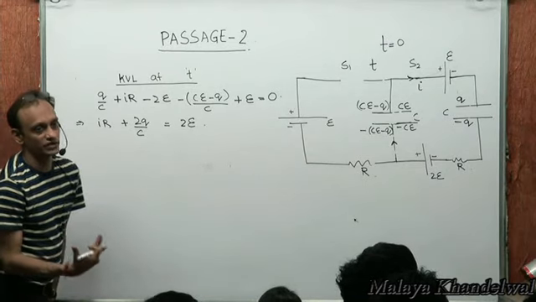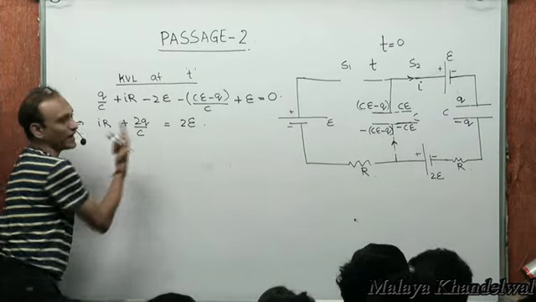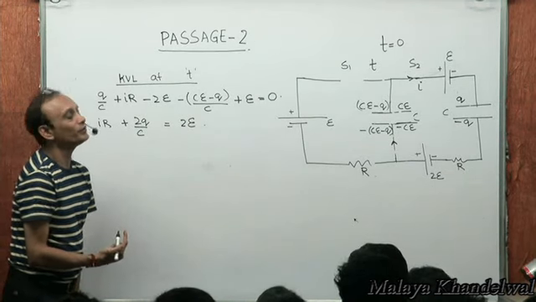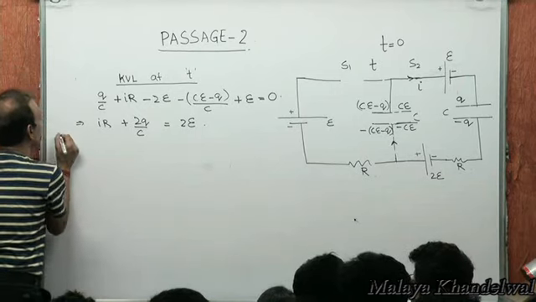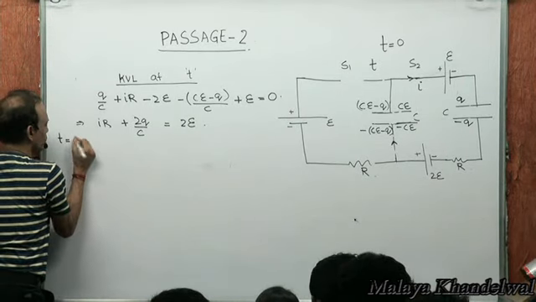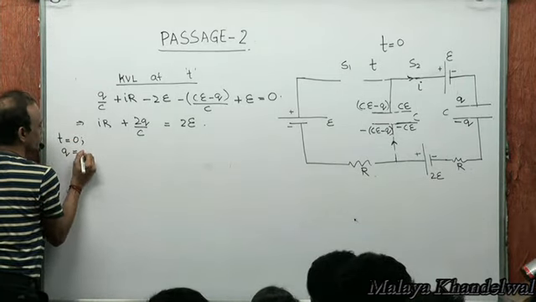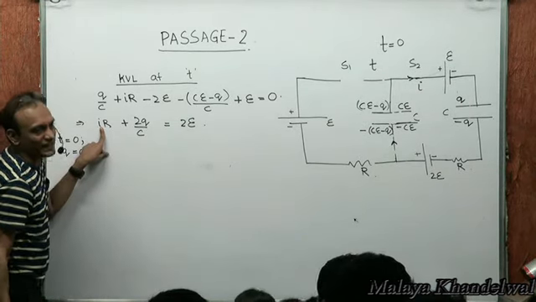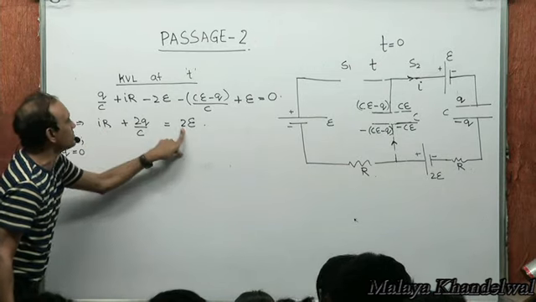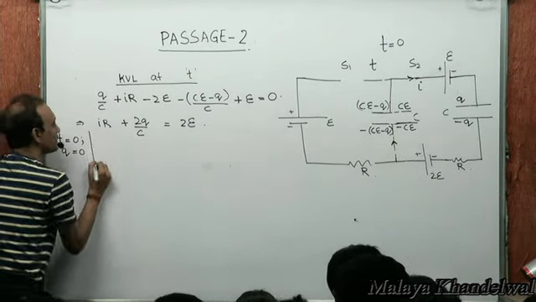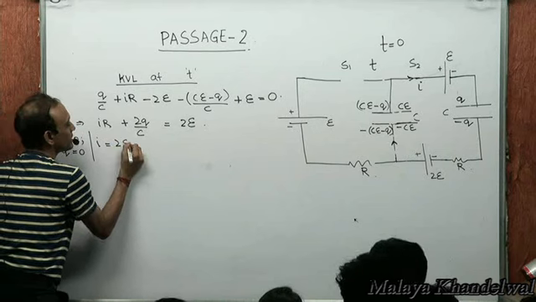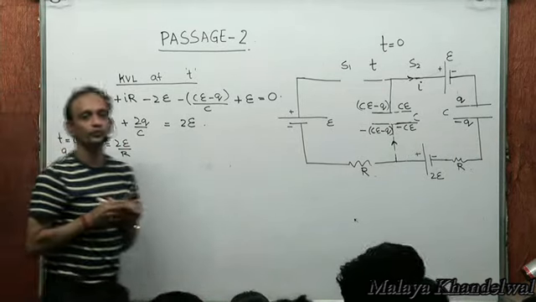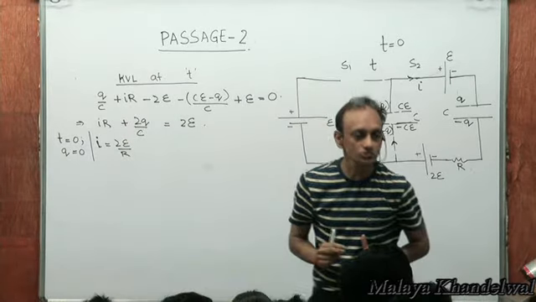At time t equal to 0. So first of all, I want to find I at time t equal to 0. What do I need to solve this equation? What would I do? Q equal to 0. At time t equal to 0, Q is 0. Right? And then this would be my current at that instant of time. So I becomes 2 epsilon by R. I then becomes 2 epsilon by R at time t equal to 0. Yes or no?